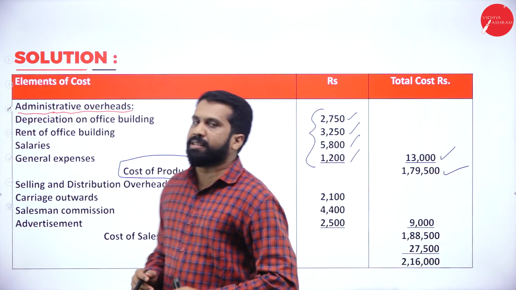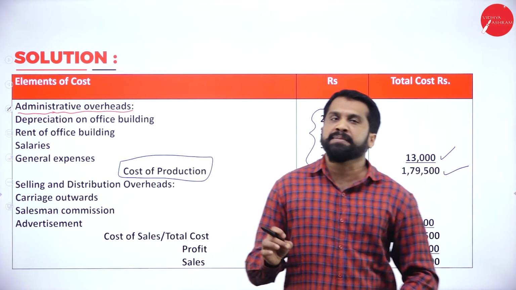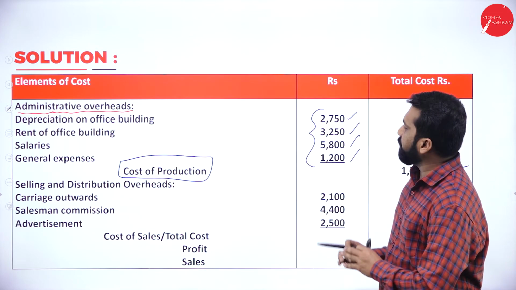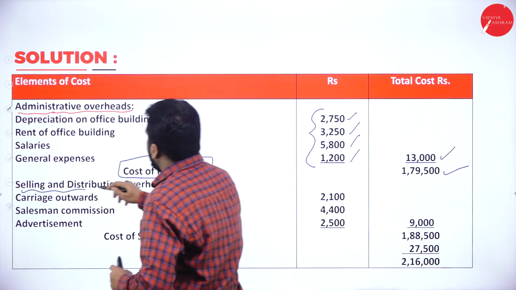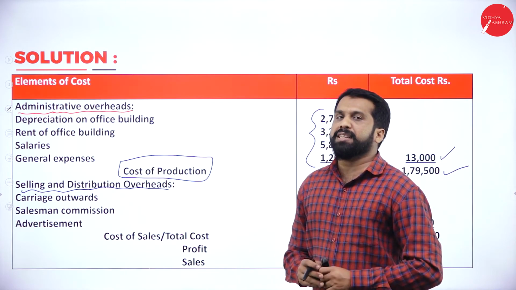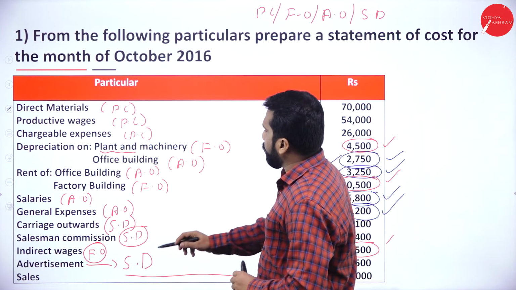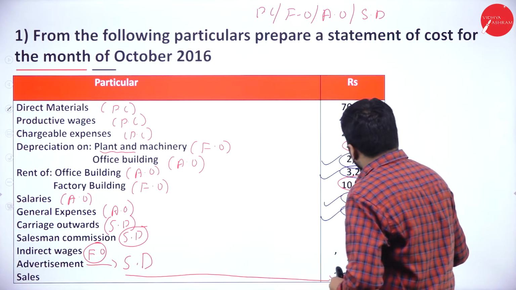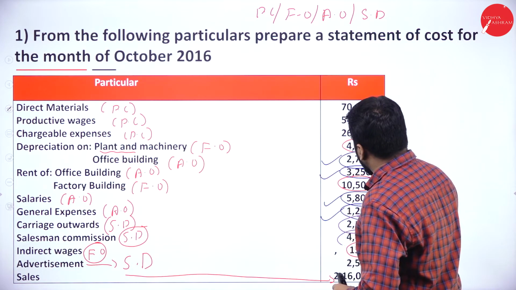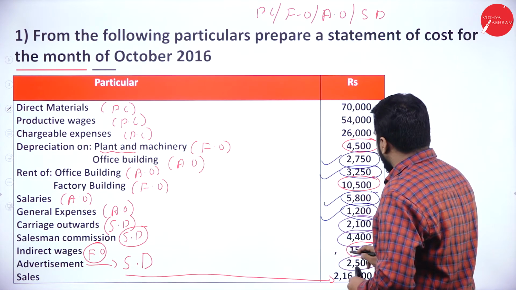What is the next process? The next process will be selling and distribution expenses. Under selling and distribution overhead, again I'll go back to the question. We'll check which items come under selling and distribution. As per this, we have carriage outward, 2,100. Then salesman commission, 4,400. Advertisement, it is 2,500.